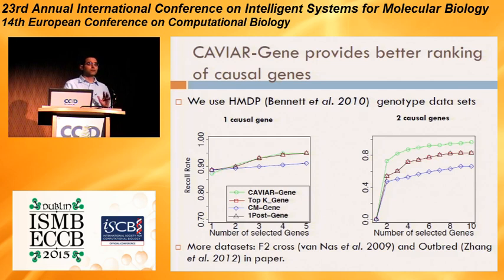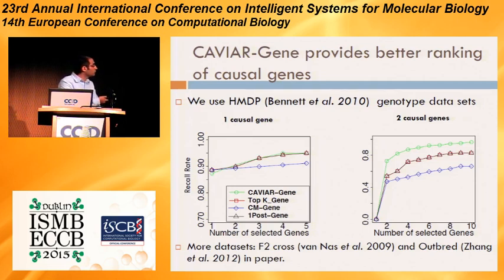There are 3 data sets, but I'm showing you only one. For more, you can go look at the paper. We implanted 1 gene to be causal or 2 genes being causal, and we ran all the methods. Now, the x-axis here is the number of genes we allow each method to pick, and the y-axis is the recall rate.